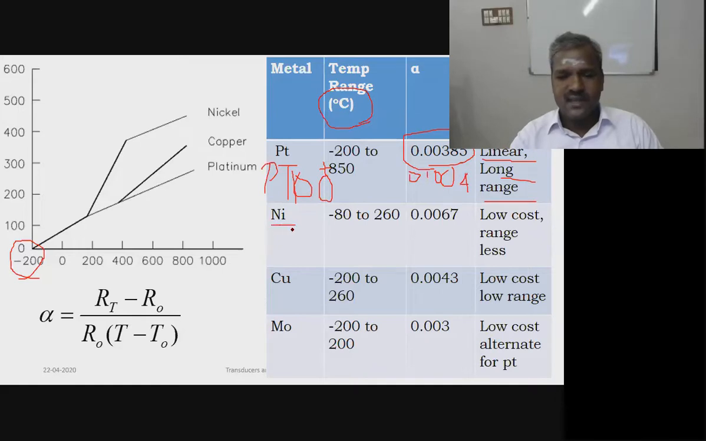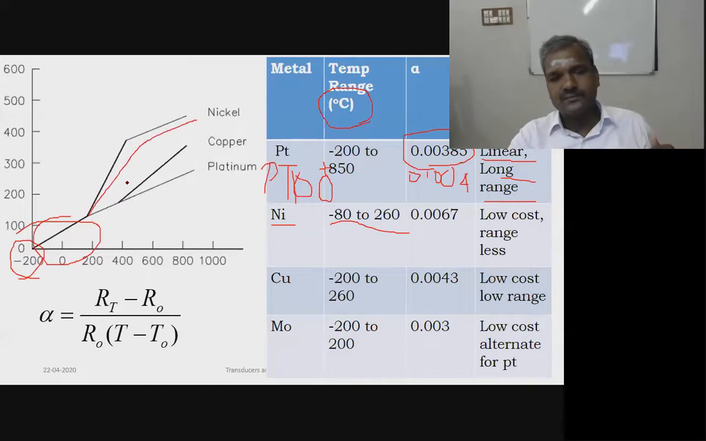Then next is nickel. This nickel range is very low, minus 80 degrees Celsius to 260, because it is linear only in the initial range. But after 260 degrees Celsius, it behaves non-linearly. The advantage is very low cost, but the range is very less.